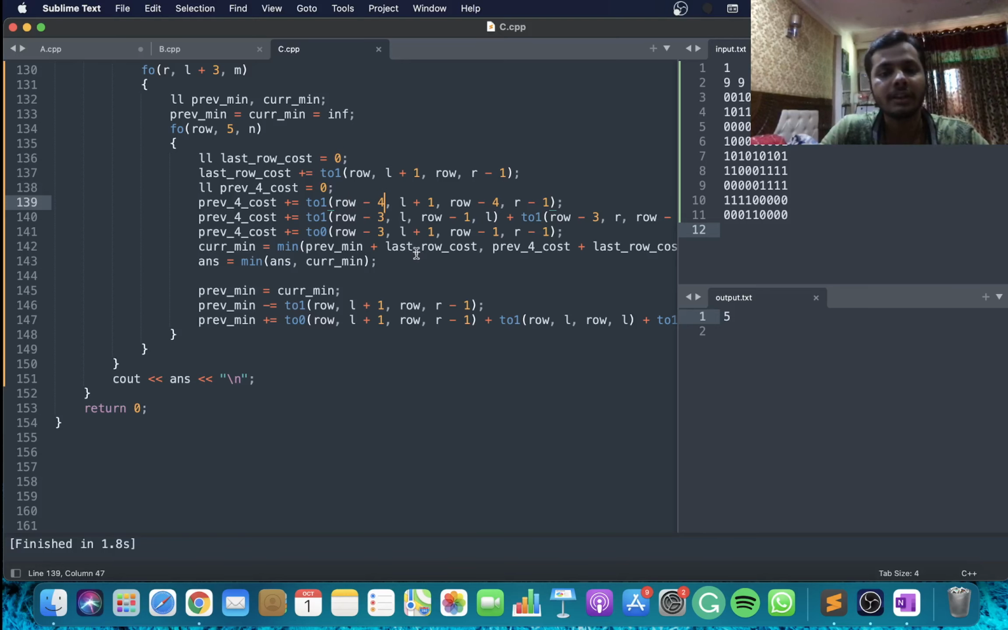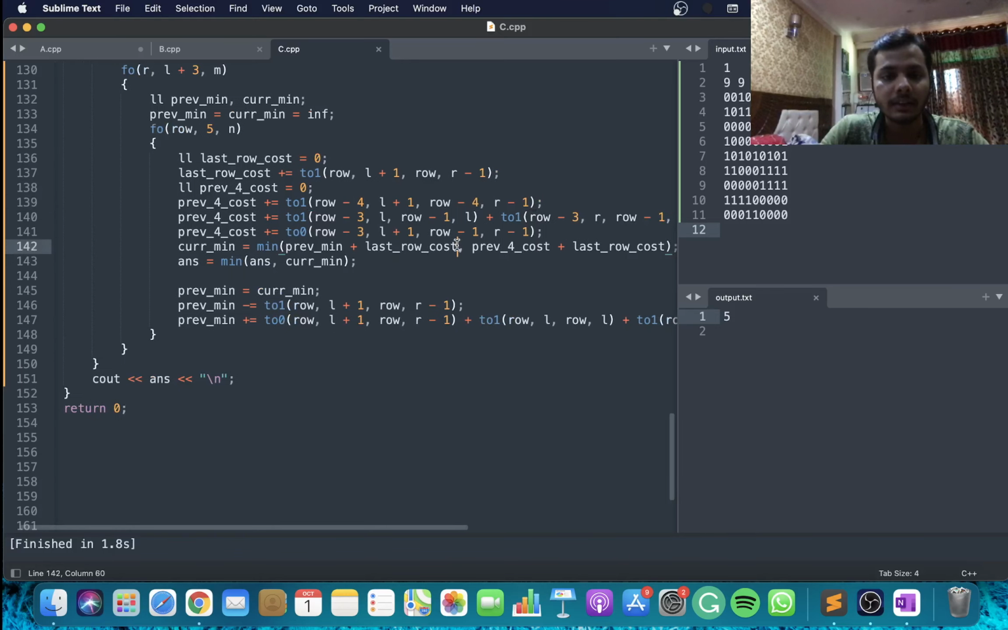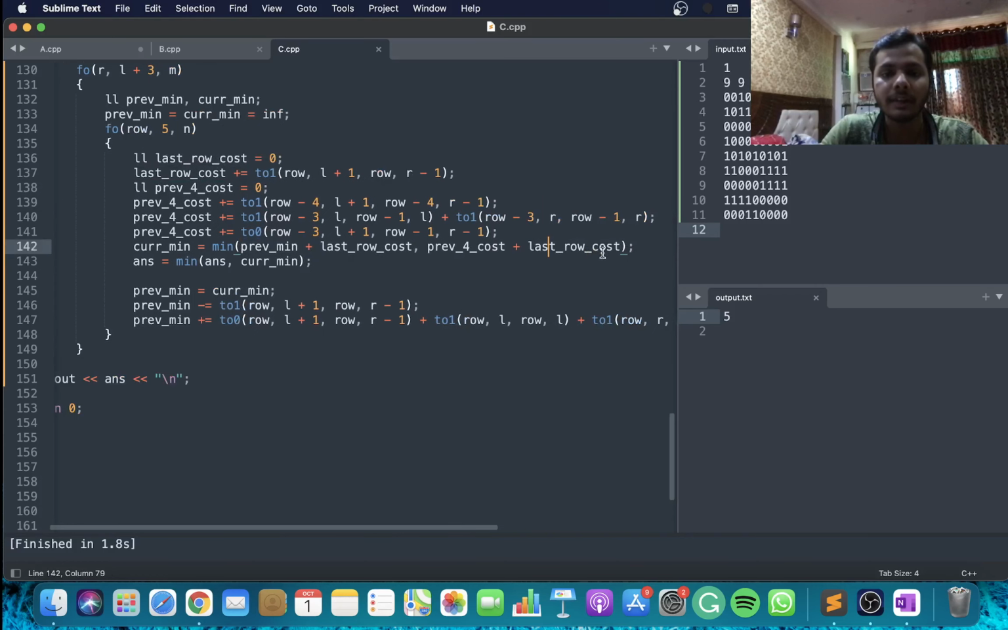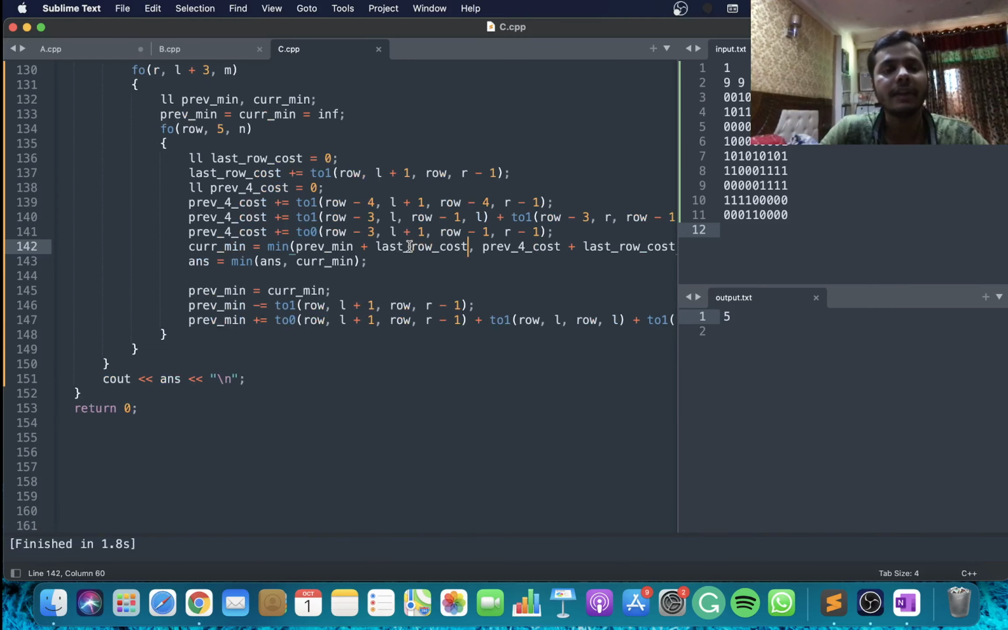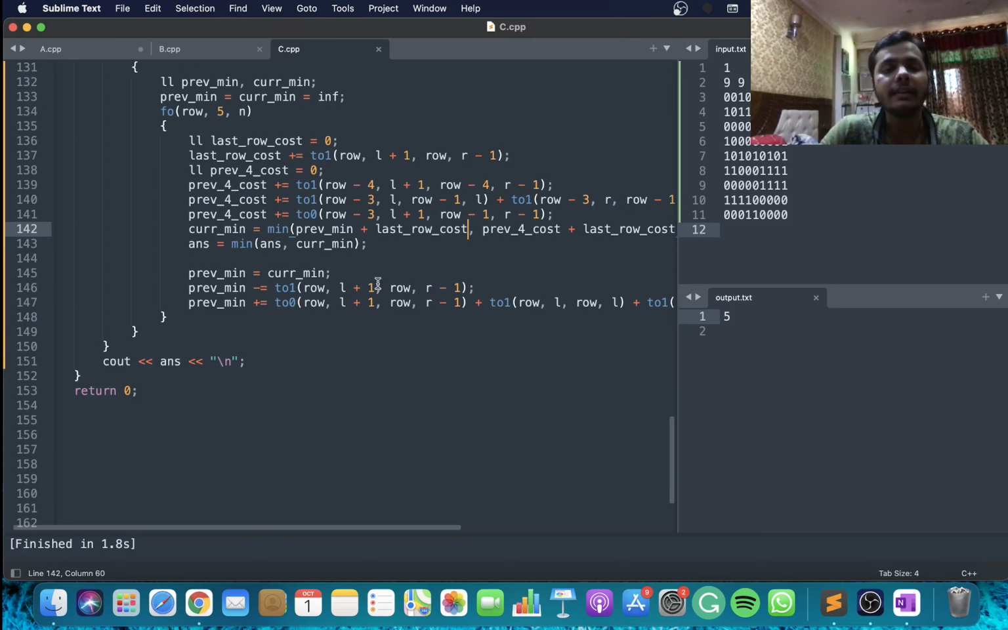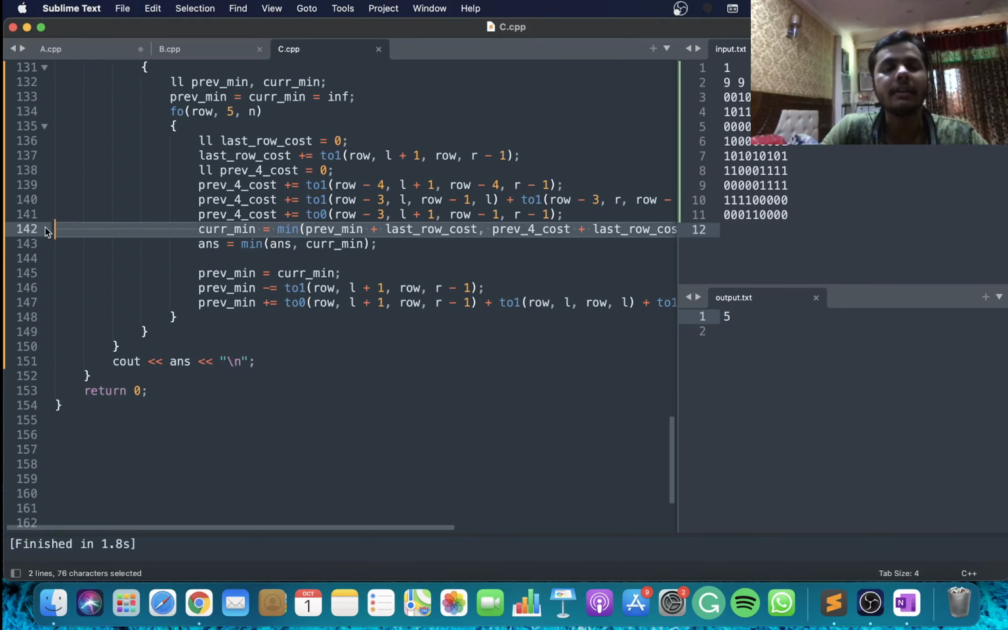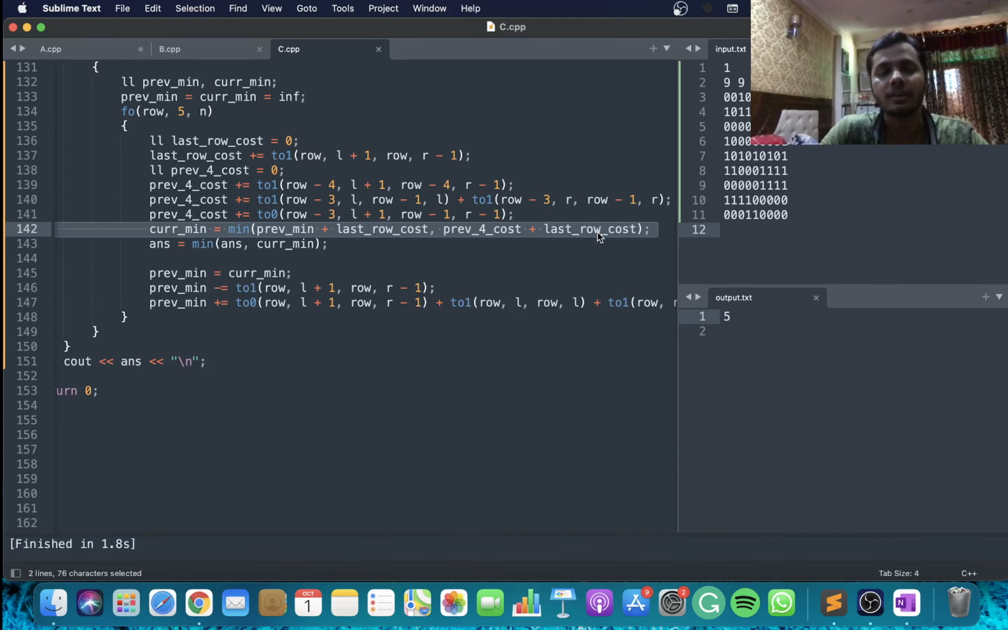So that's one thing which I want. This is the previous 4 cost plus last row cost, right? So this is basically the cost of a subrectangle having width exactly 5 and ending at the ith row. And now we'll modify our dp of I minus 1, right? How are we doing that? I'll show you in a minute. First of all, the current minimum, which is dp of I, can be calculated as previous minimum plus last row cost, or the previous 4 cost plus last row cost.